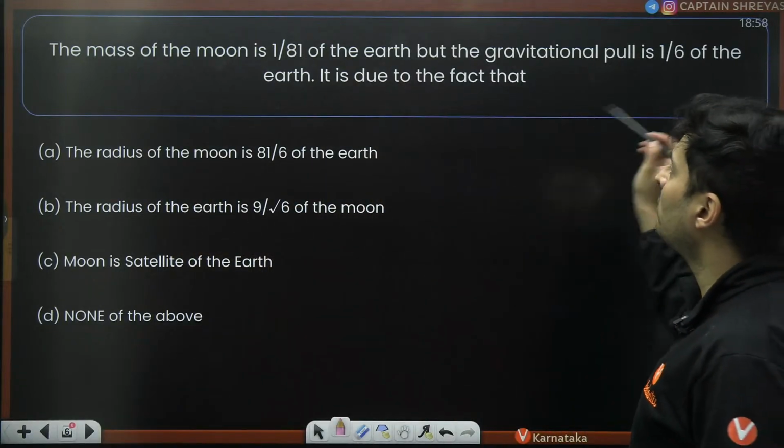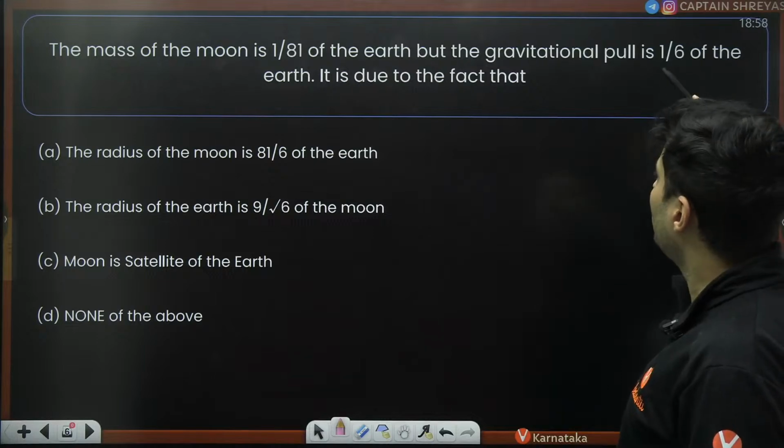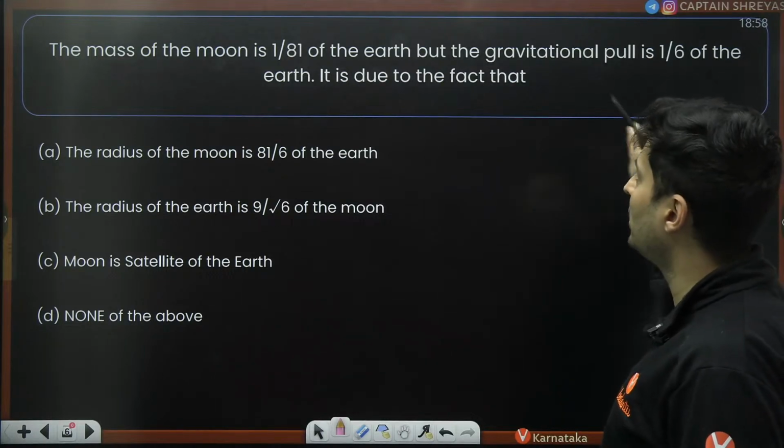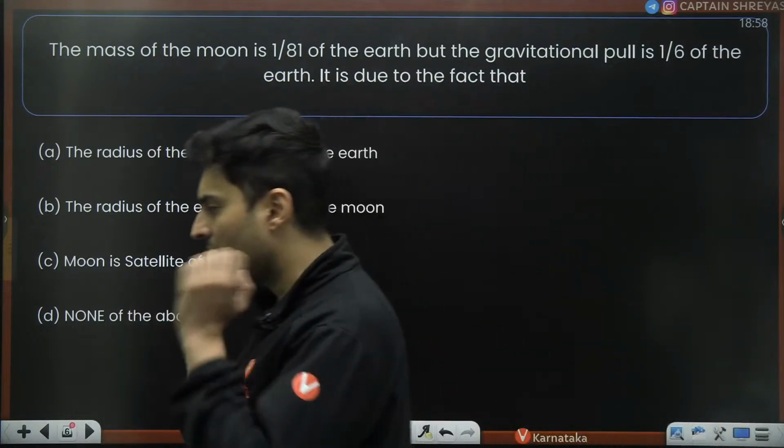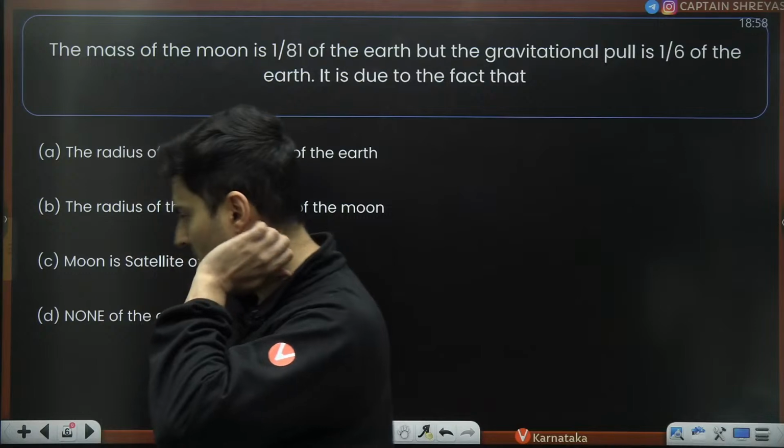The mass of the moon is 1/81 of Earth, but gravitation is 1/6 of Earth. It is due to. Okay, tell me quickly, what is the answer to this?